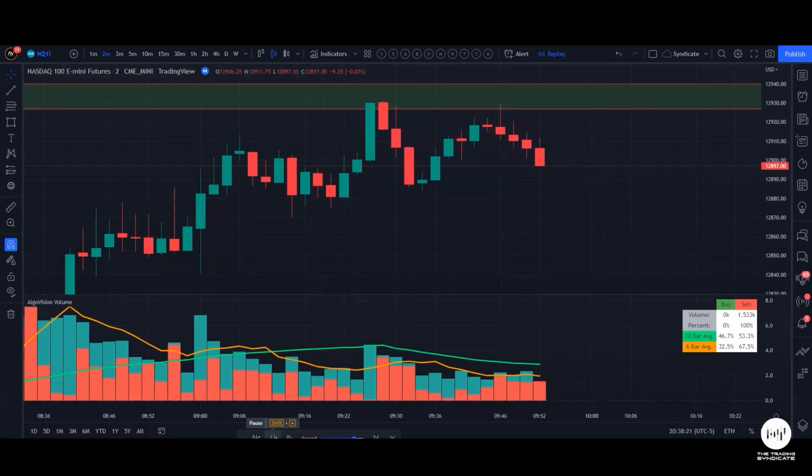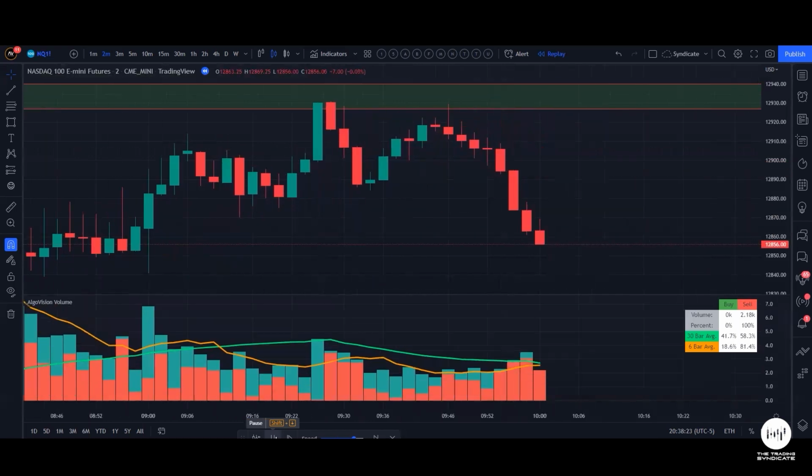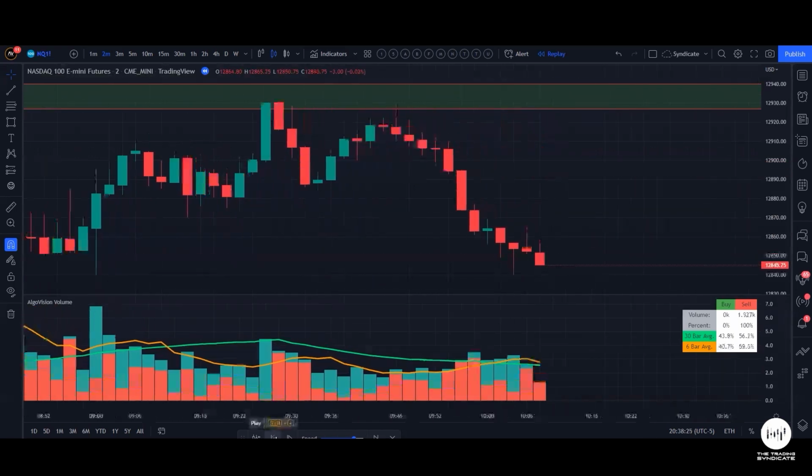Now, as we watch this play out, we do have a much cleaner move this time to the downside, where profits could be looking to take place.